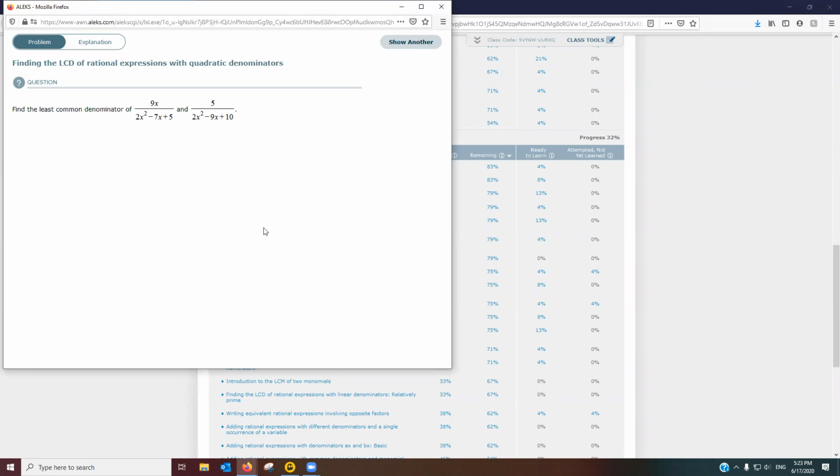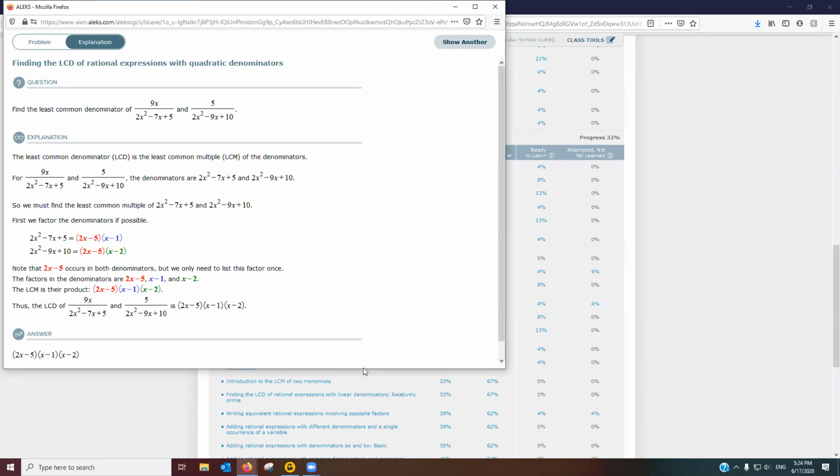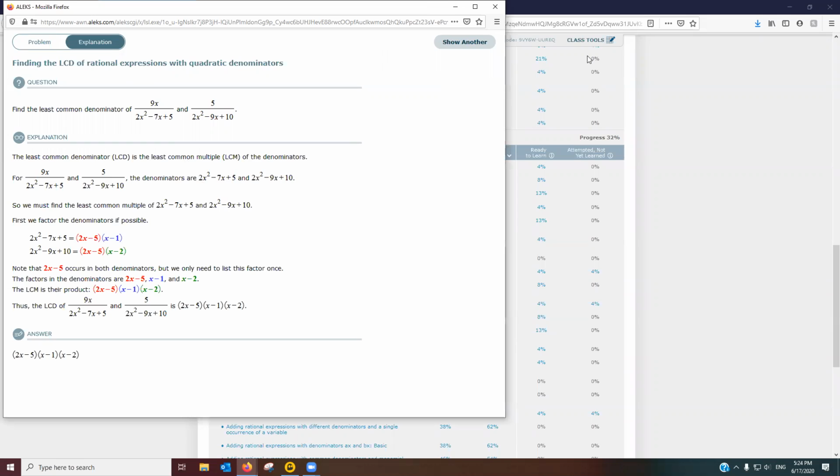Now, of course, these are a little tricky because the denominators are quadratic expressions. All right, well, here's what I'm going to do. First, let me try to factor each one of these denominators, and then I'll be able to figure out what the common denominator will be. So let's take this first one. I'm going to make a little more room here. So let me take this first fraction. It's 9x over 2x squared minus 7x plus 5.